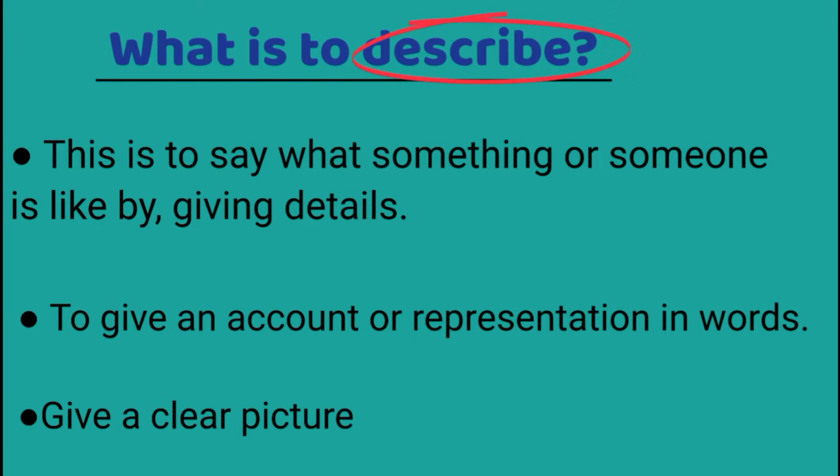We are starting now. Let us look at the meaning of describing. What is to describe? This is to say what something or someone is like by giving details. It is a way of giving an account or representation about somebody or something in words. Here we are trying to give a clear picture. When we describe, we must give a clear picture of what we are talking about.